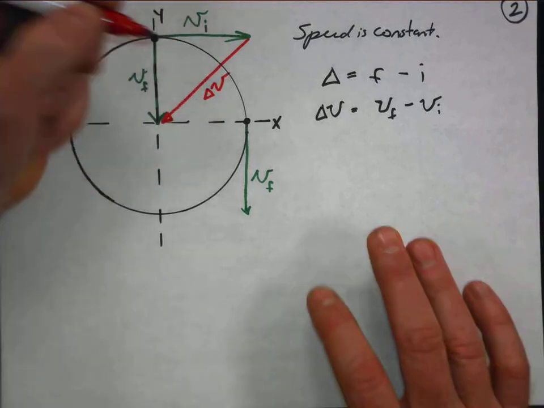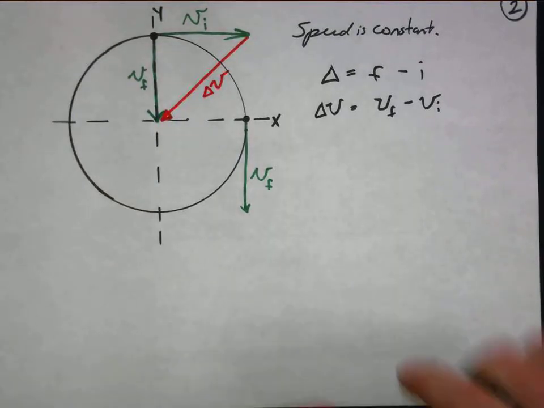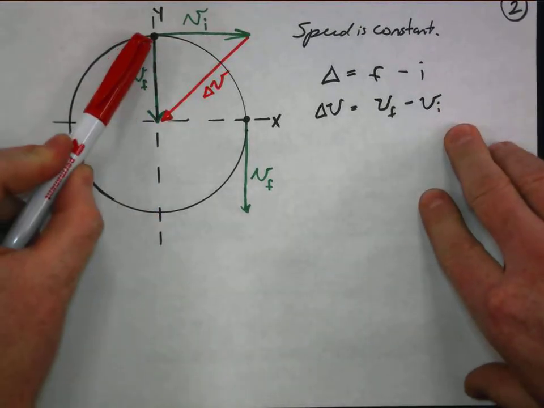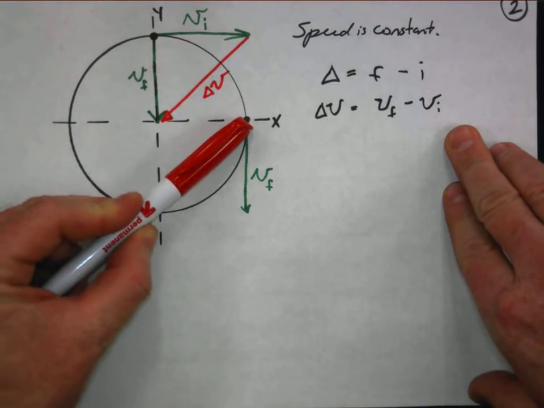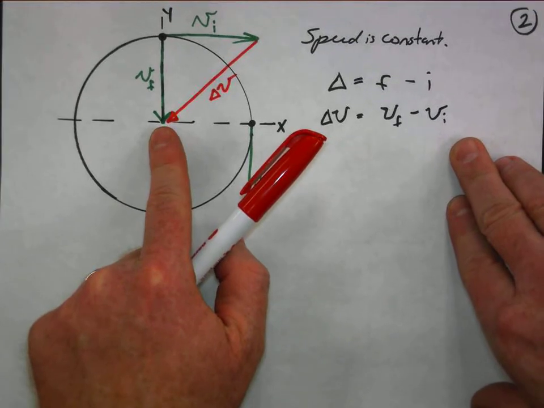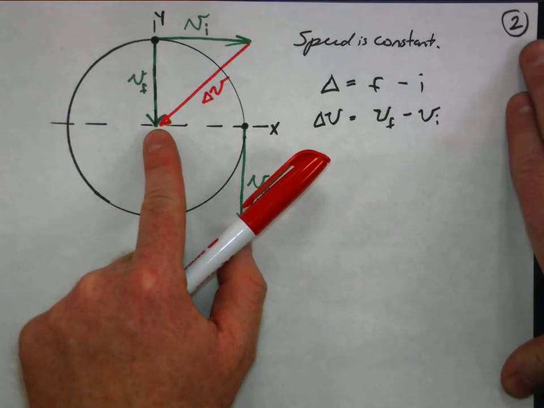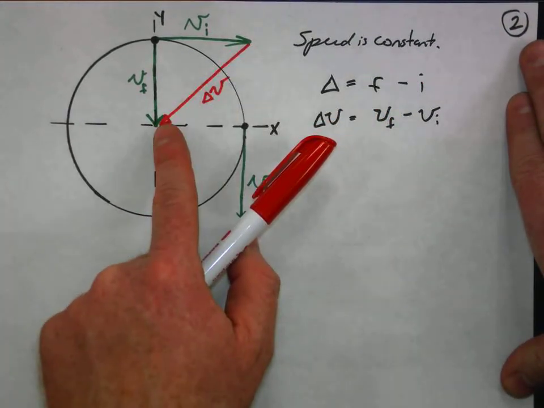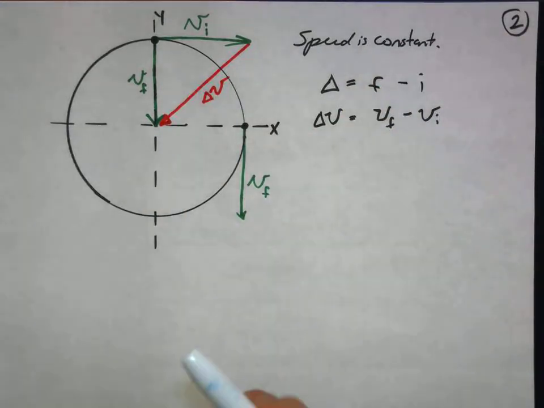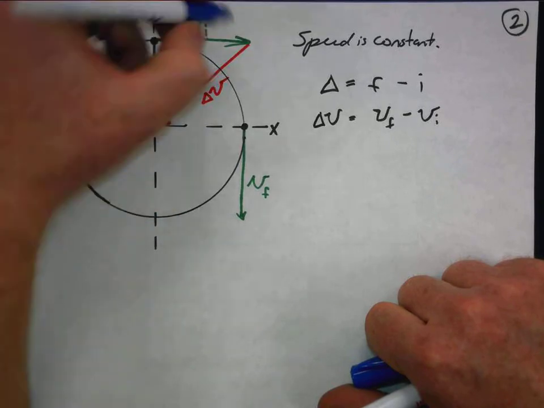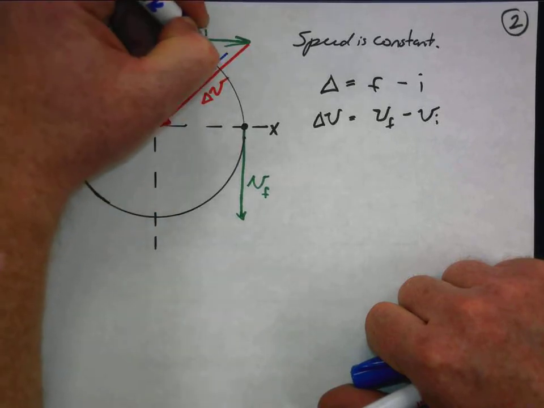So here's the trick. As the object went from this location over to this location, at no time was it headed toward the center of the circle, right? That should make sense. But the change in velocity is headed toward the center of the circle. And here's the neat thing. Wherever the change in velocity is headed, that is where the acceleration is headed.